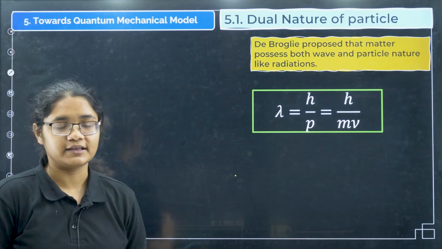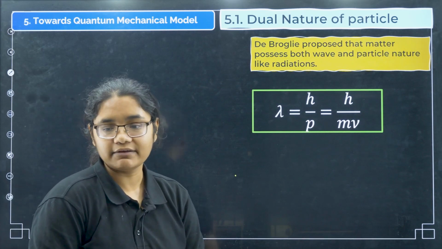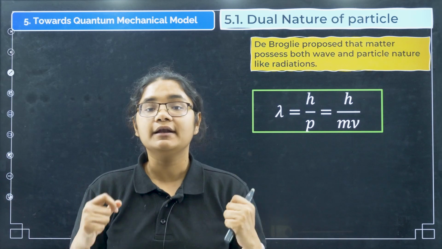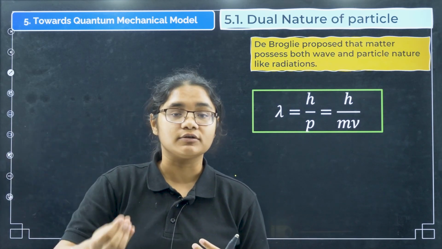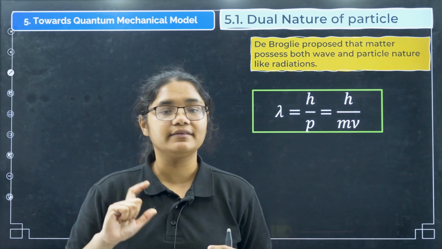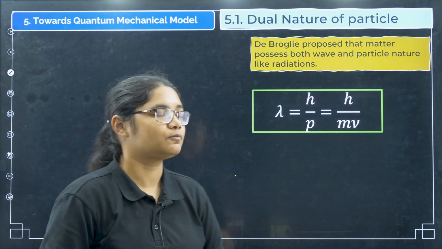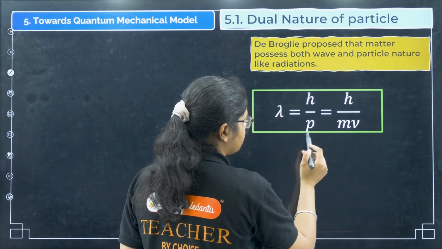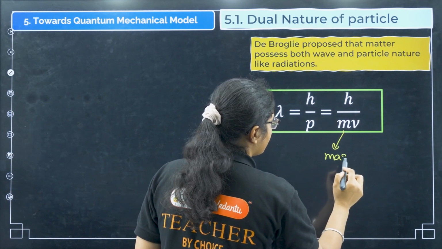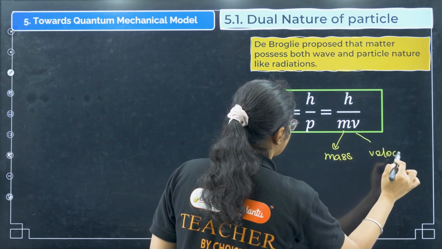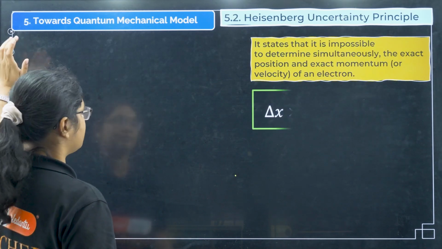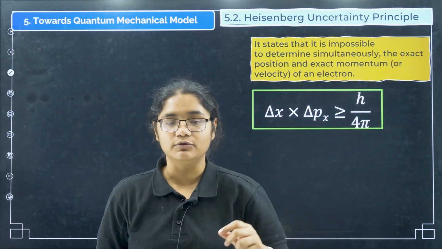Here the first thing is your matter wave or dual nature of particle. So we already know that particles have particle nature, right? But de Broglie said that the particles can also have wave nature, and if they are having wave nature, they will have a wavelength, and how to calculate the wavelength of a particle. That formula was given, lambda is equal to h by p, where p is the momentum, or you can write h by mv, where m is your mass, okay, and v is velocity. Okay, clear?